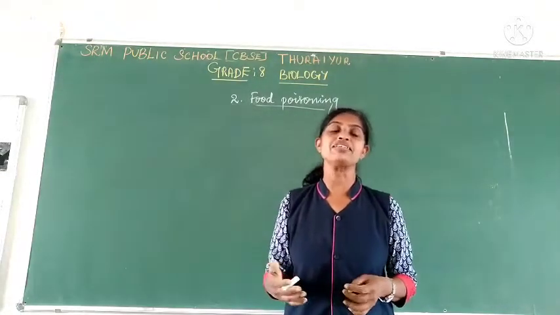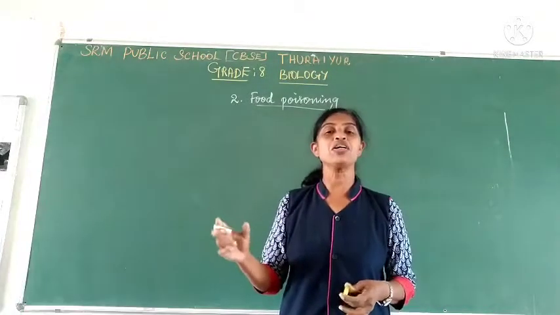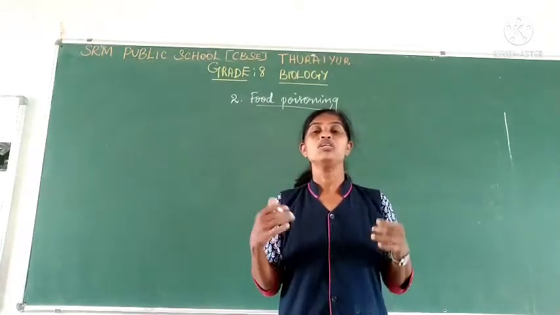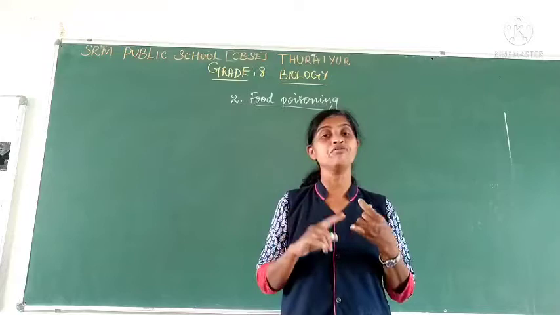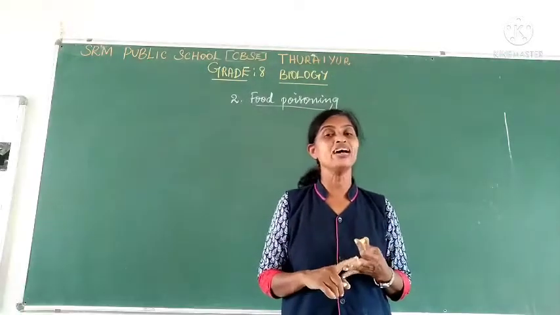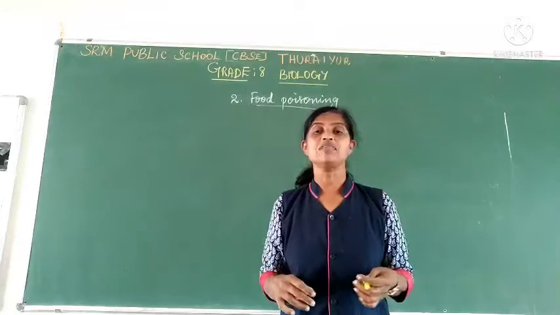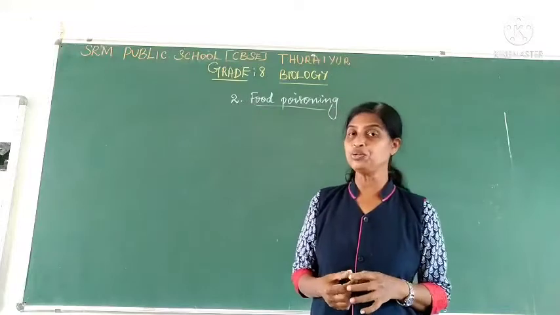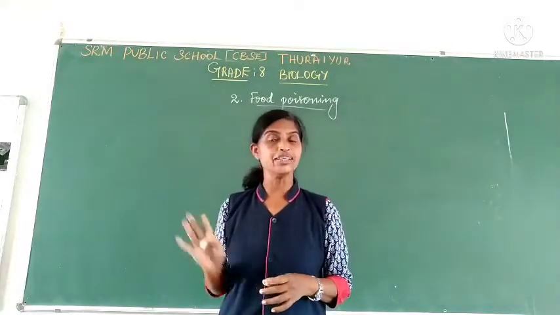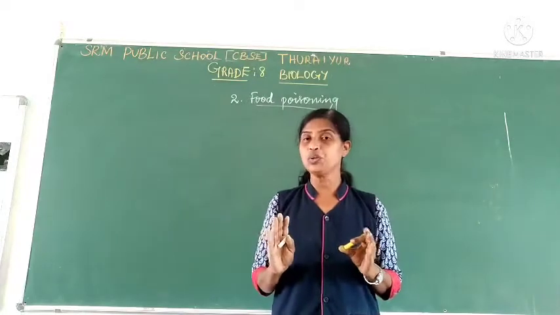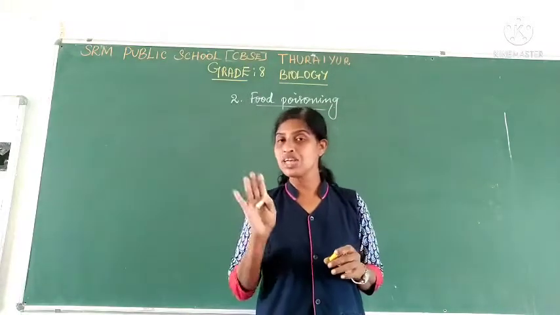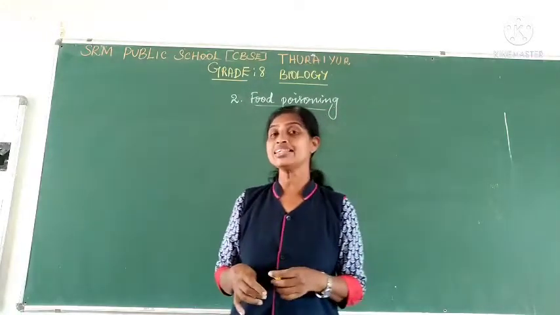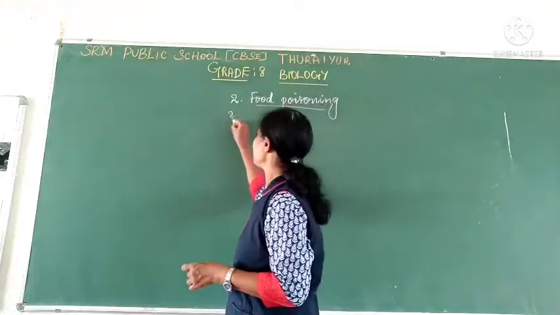In extreme cases, if the food poisoning is severe, the person may get symptoms which include fever, vomiting, diarrhea, and stomach upset. These are all the symptoms of food poisoning. Understood, children? Okay. So what should we do not to get food poisoning? We should not use spoiled food. You have to check the food before you consume it. Understand, children? Yes. And the next one is food preservation.